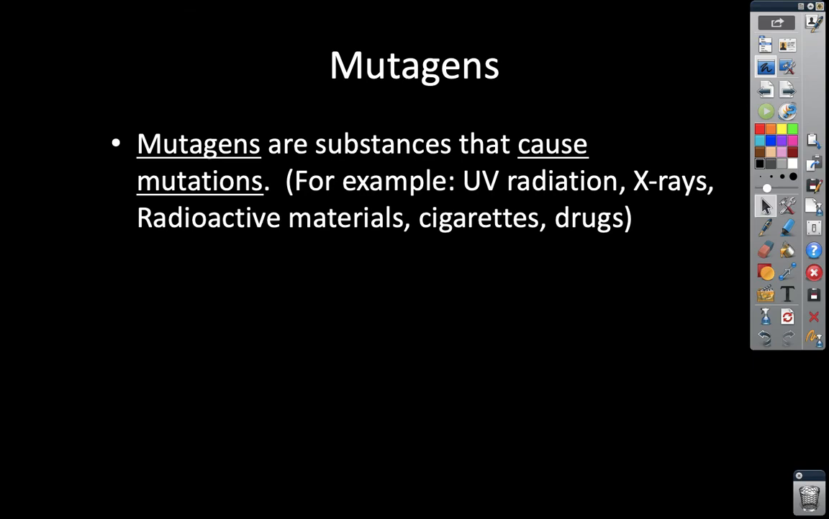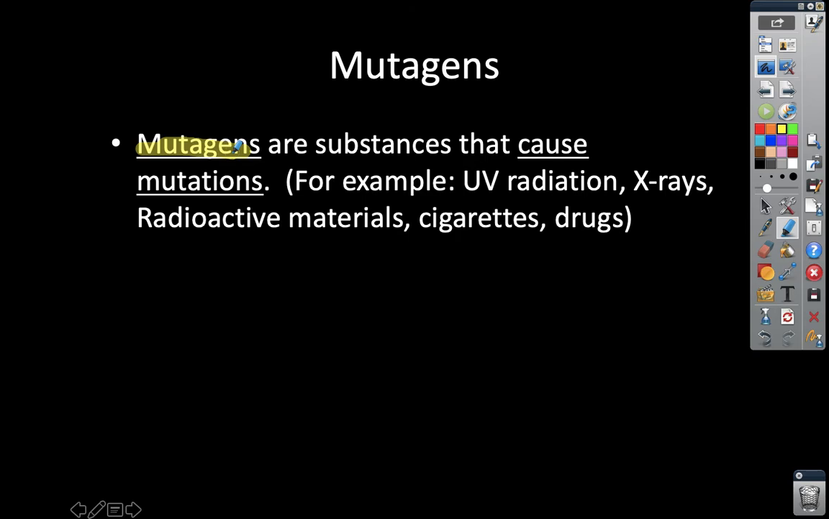Now, our rate of mutation can increase when we are exposed to substances that can cause mutations, and substances that cause mutations are called mutagens. So mutagens can include things that can cause cancer, like UV radiation and cigarettes, but they can also include things like radioactive material and x-rays that can just cause birth defects.